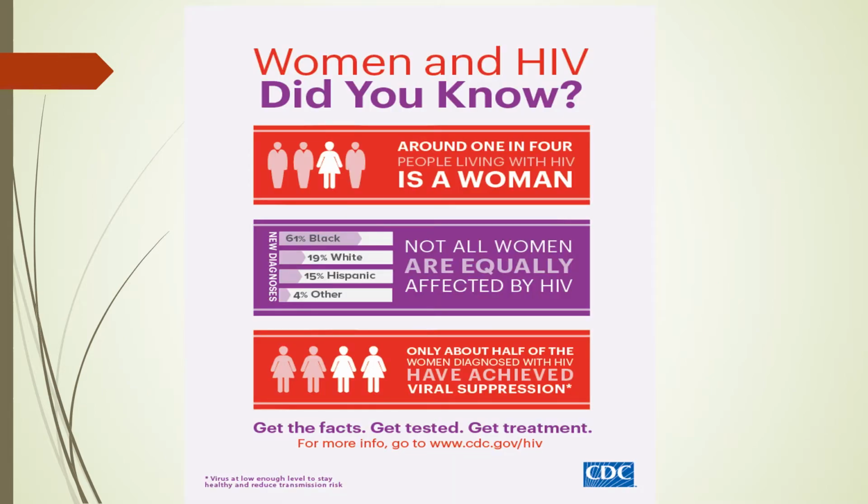This graphic was presented by the Centers for Disease Control and Prevention, and it states, "Women and HIV. Did you know that around 1 in 4 people living with HIV is a woman?" That's about a quarter of all the infected people, which gives an opportunity to transfer it to the child. Not all women are equally affected by HIV. 61% are black, 19% are white, 15% are Hispanic, and 4% are other. Only about half of the women diagnosed with HIV have achieved viral suppression.